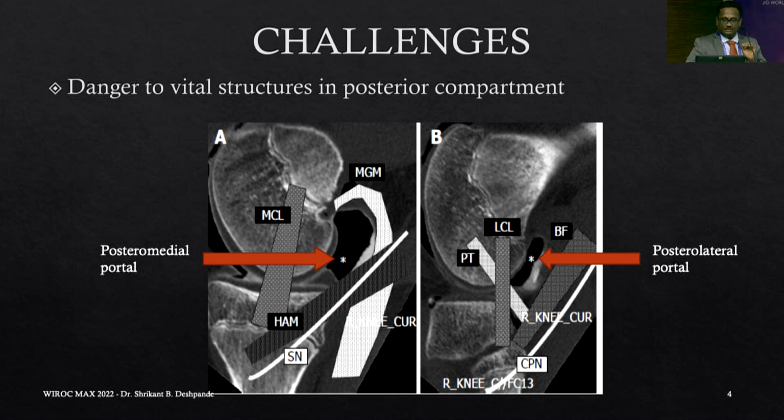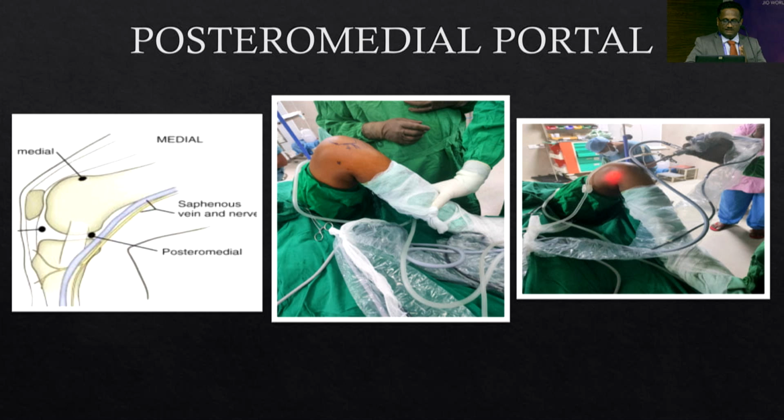The saphenous nerve and the vein pass just nearby the sartorius, and you have to take these portals always in a flexed position, so that all these important structures fall away. It has been statistically proven that these structures fall away in 90 degrees of flexion. The posteromedial portal you create just behind the MCL and anterior to the sartorius always, because the saphenous nerve hardly comes anterior to the sartorius, and you have to go bang in that area.